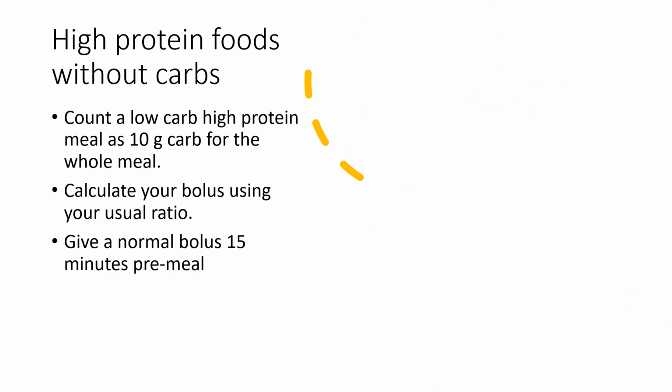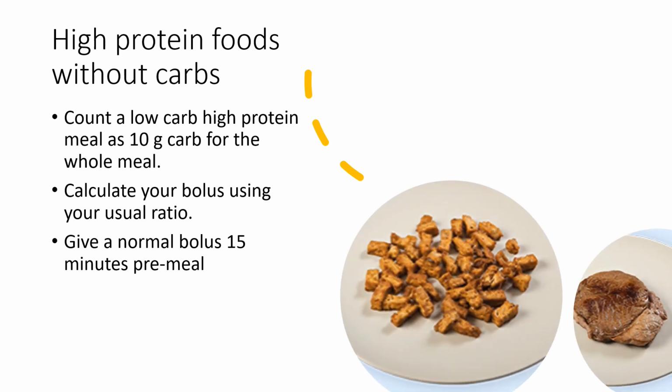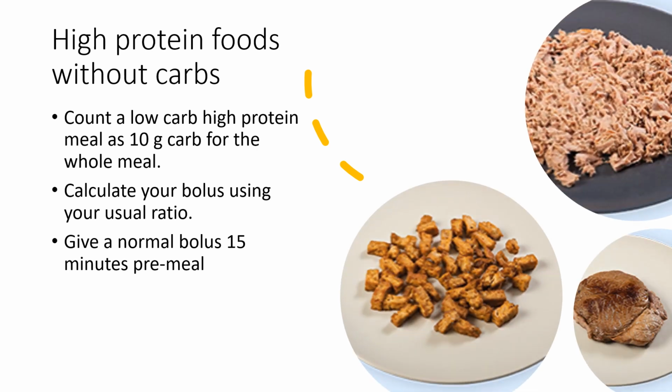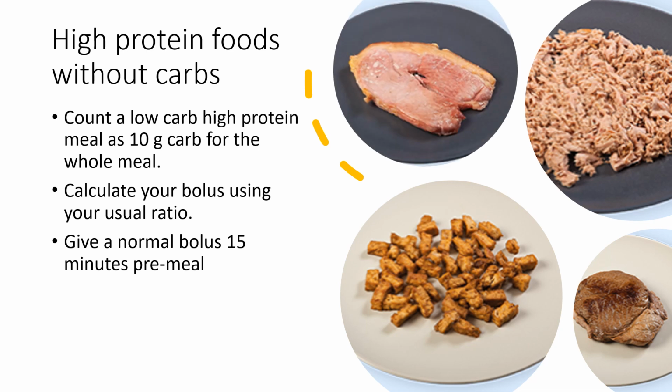For high-protein foods without carbs, a safe place to start is count a low-carb, high-protein meal as 10 grams of carbs for the whole meal. Calculate your bolus using your usual ratio. Give a normal bolus 15 minutes pre-meal.